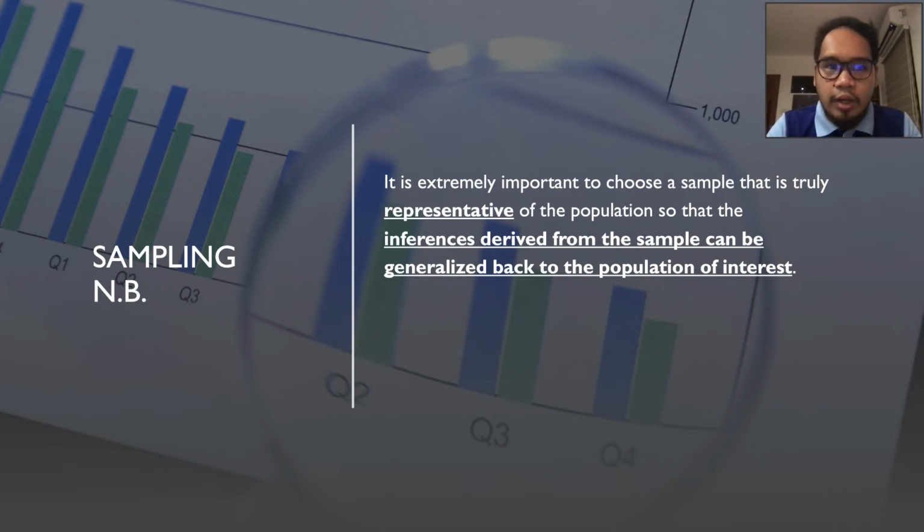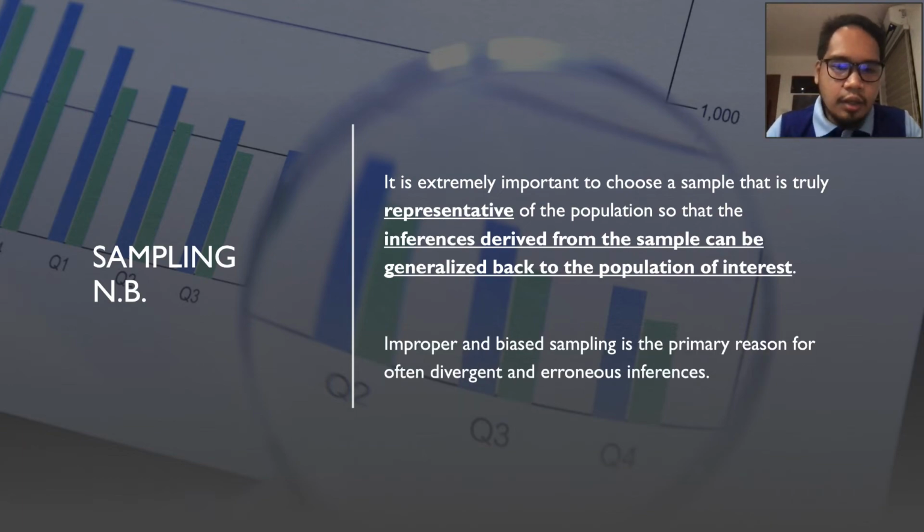It should represent the whole population because we only use samples for the reasons given before. But when we generalize and conclude things, it is always about the population, even though we don't have all the data of the population. That's why sampling is a critical, pivotal step in the research process. Note that improper and biased sampling is the primary reason for often divergent and erroneous inferences. You might see some published researches that give two separate conclusions, two polar generalizations, mainly because, if you check the methodology, there will be some errors in the sampling in one of them.